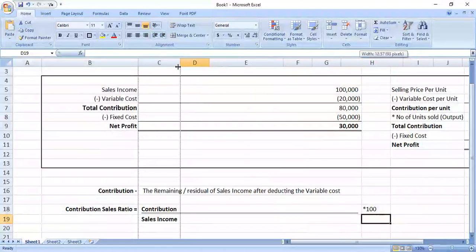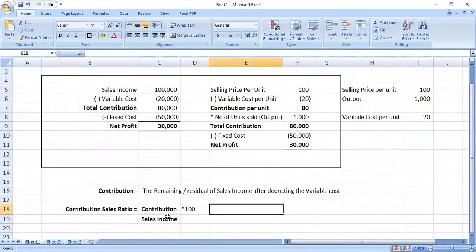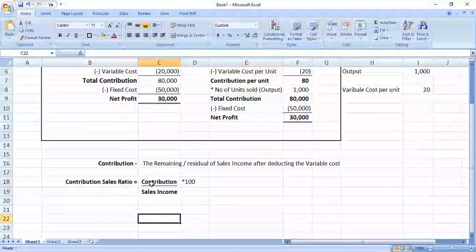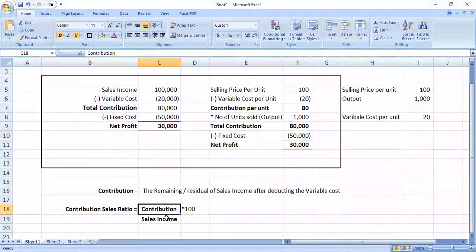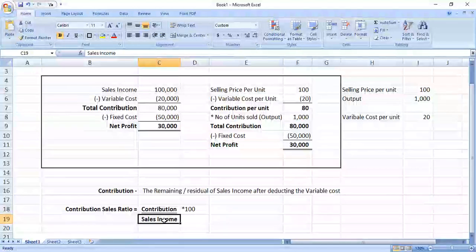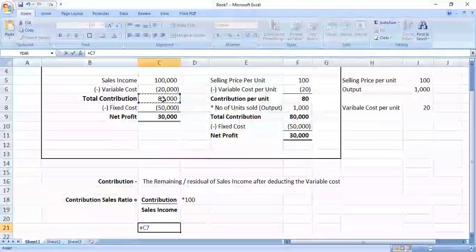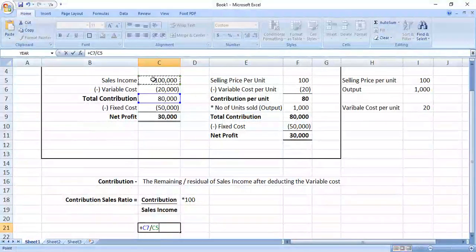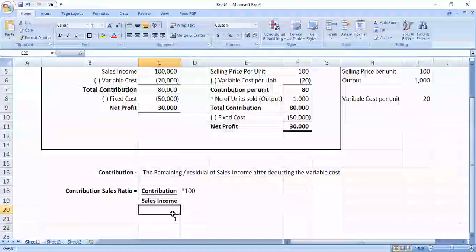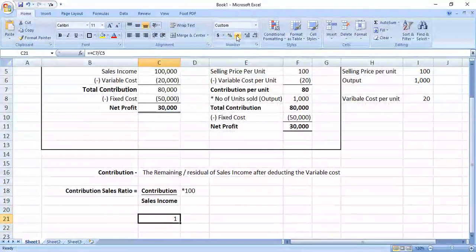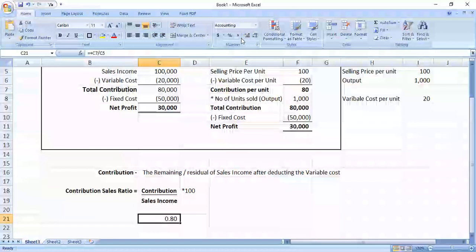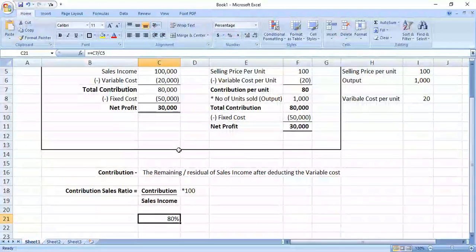Multiply that by 100. Understood? Now we took the total contribution, which is 80,000, and the total sales income, which is 100,000. So 80,000 divided by sales income 100,000 is 0.8, and if you convert it to percentage, it is 80%. Multiply by 100: 0.8 into 100 is 80%.